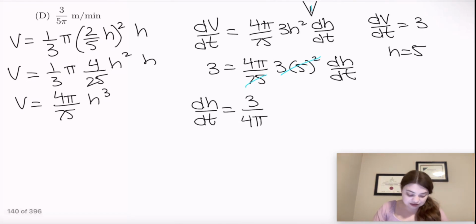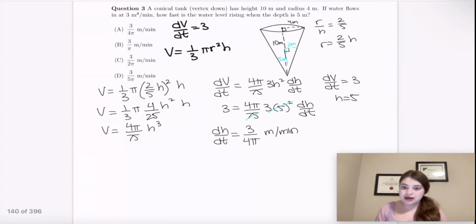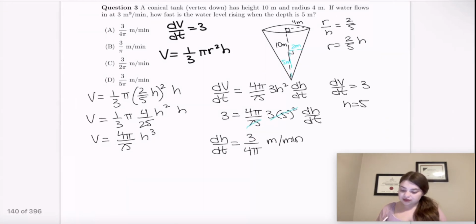So therefore, the final answer is that at the point when the depth is 5, the rate of change is 3 over 4 pi meters per minute. So that's how fast the water level itself is rising, right? How fast the height or the depth is changing of where the water's at when we're at the 5 meter mark. Now, of course, if we calculated this for a higher mark, it would be slower, right? It would be less than this. Or if we did it for a lower mark, like before 5 meters, it would be more. It would be filling up faster because there's less volume here, right?